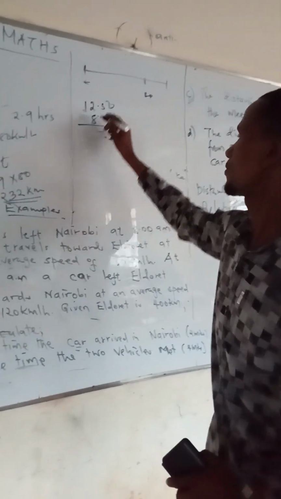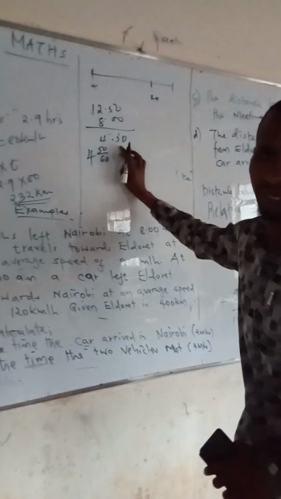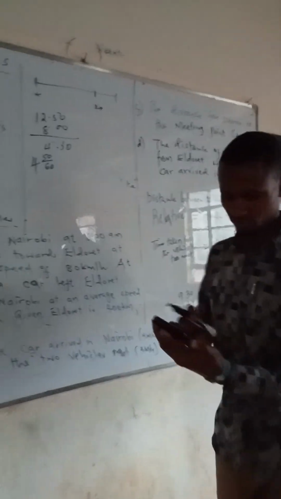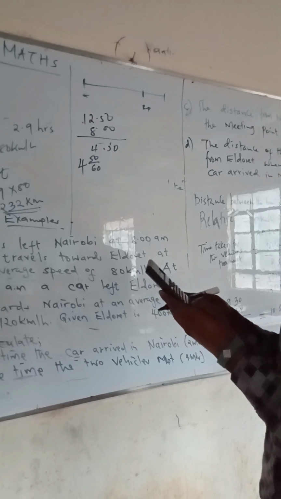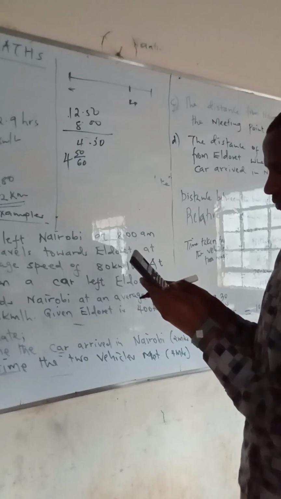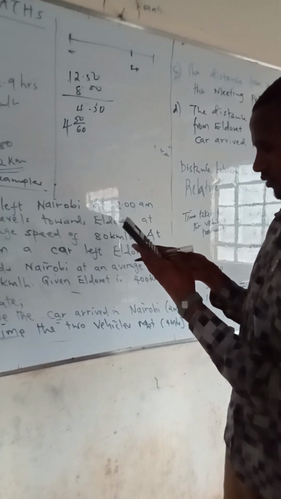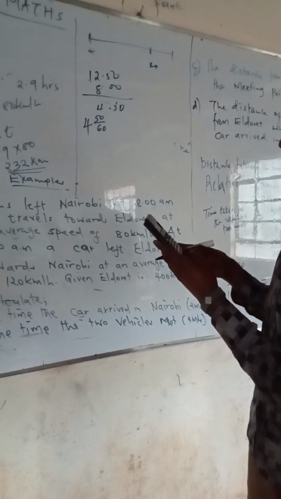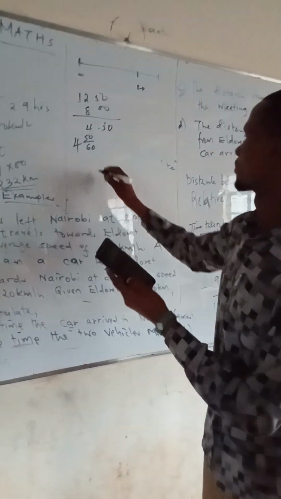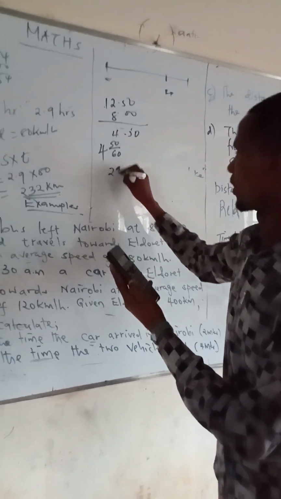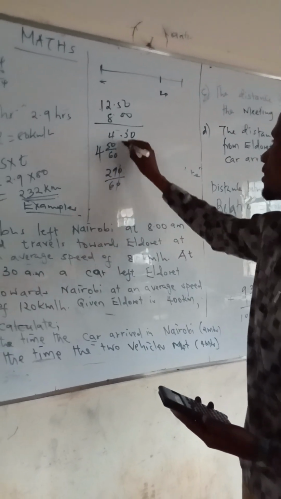So this will be 4 and 50 all over 60. I have to change this into hours, so it will be 50 divided by 60. It will be 60 times 4 plus 50, which will be 290 all over 60. So this is the time in hours.